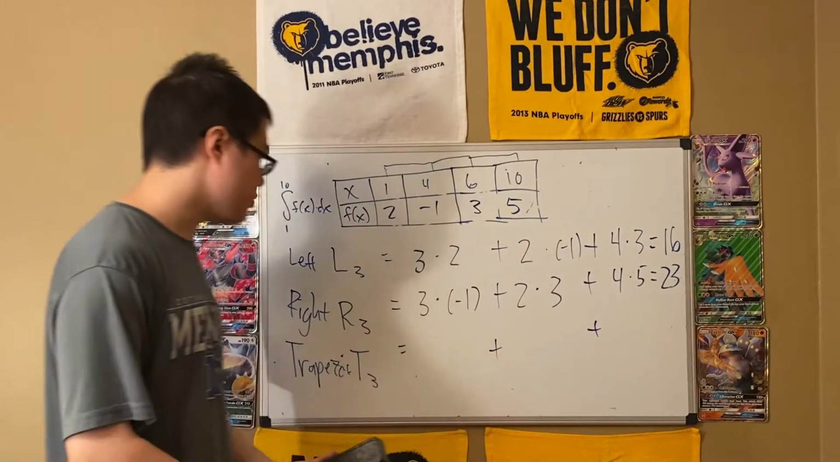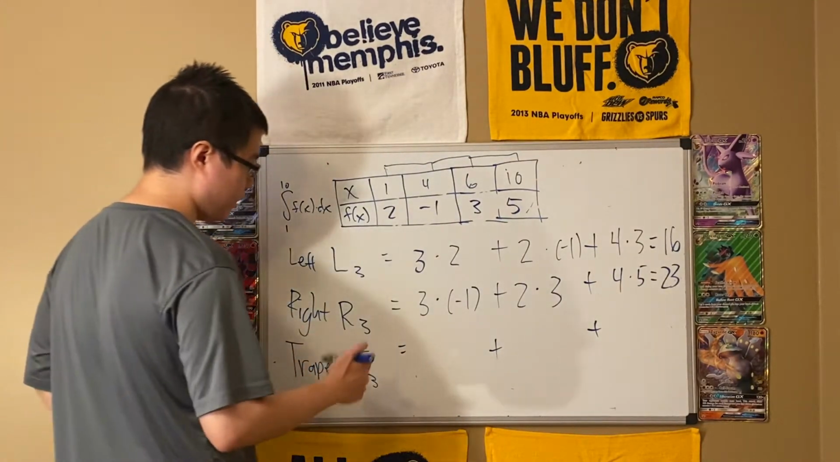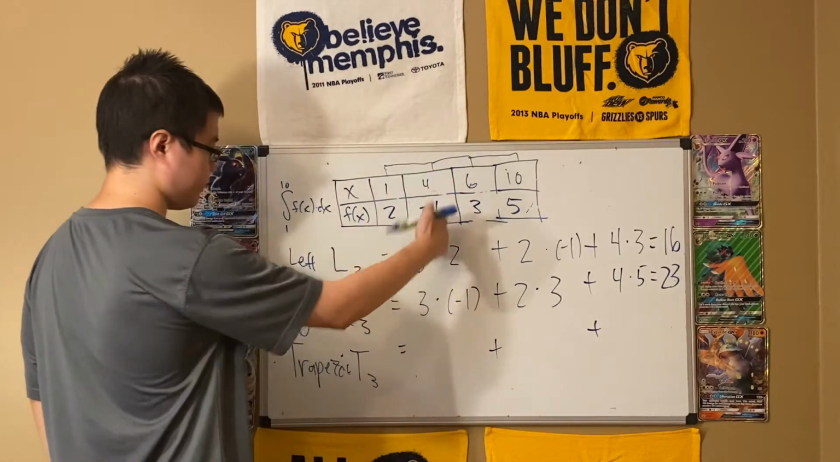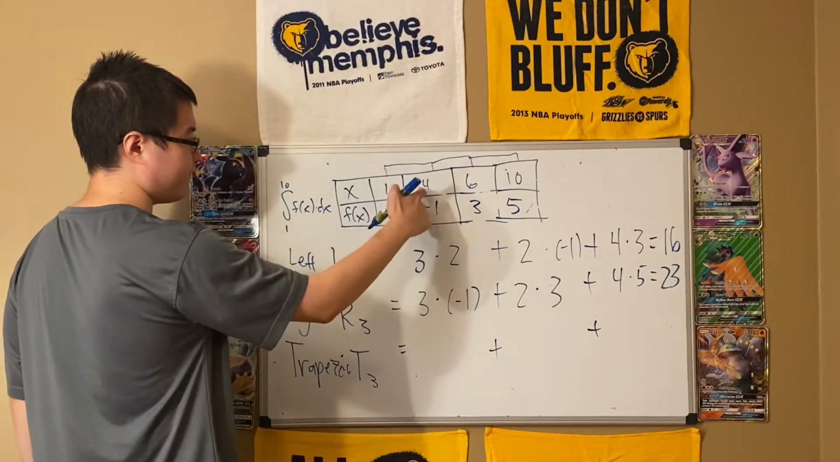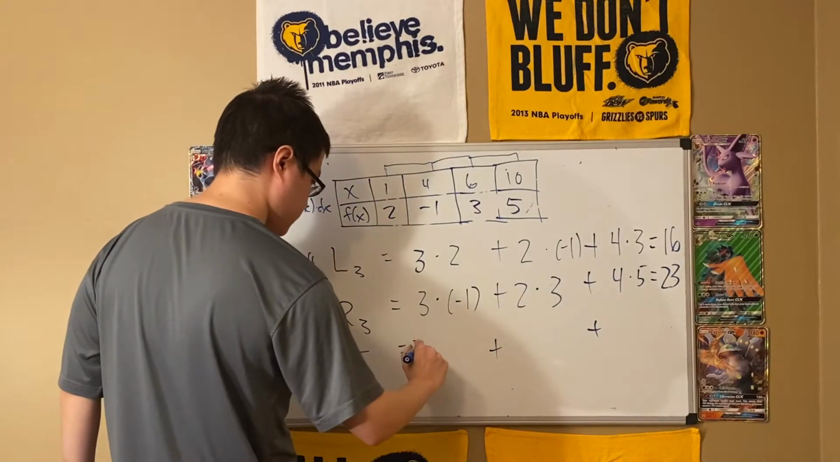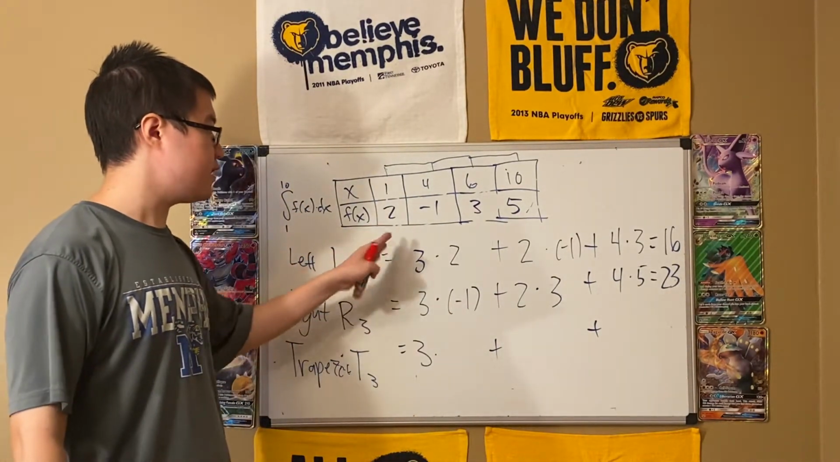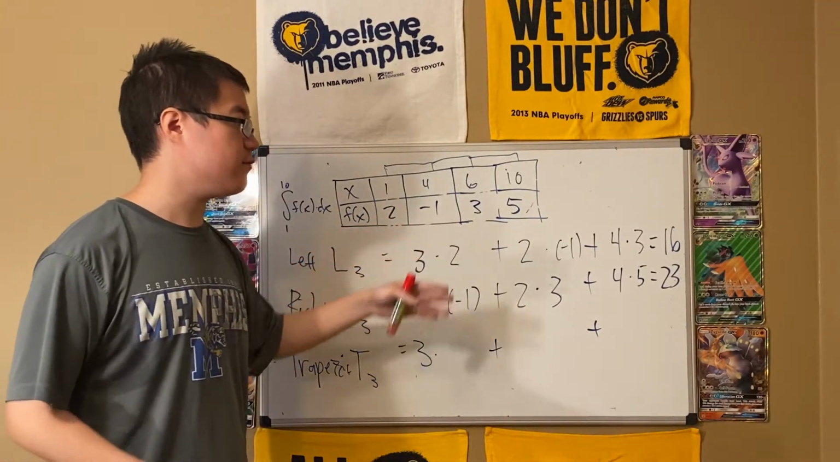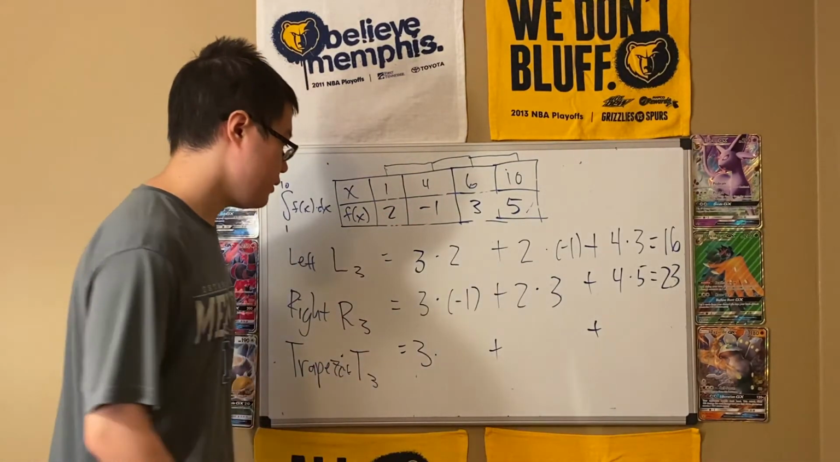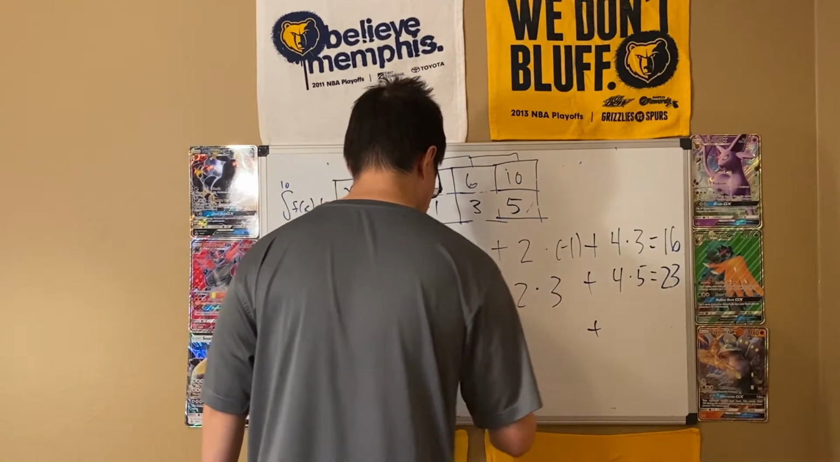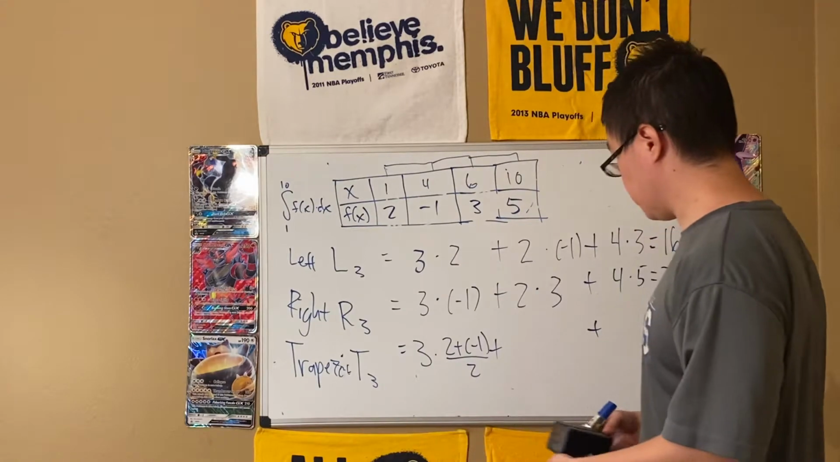So let's do trapezoidal real quick because it's the same thing, but instead of doing one of these, you just take the average of these two numbers. So for trapezoidal T3, you have 4 minus 1, which is 3. And then we are multiplying, instead of the left y value or the right y value, by the average of them. So it's going to be 2 plus -1 over 2. Not my favorite number, but what are you going to do?